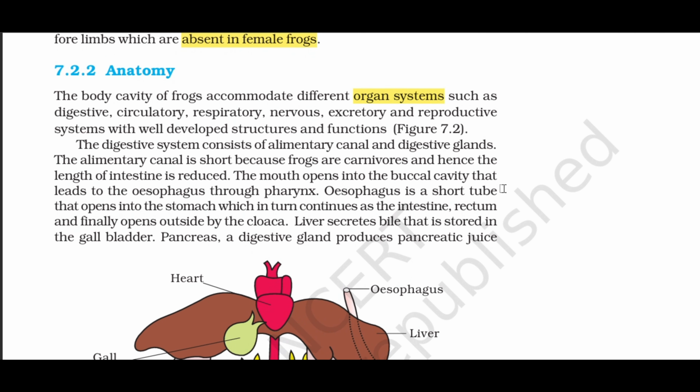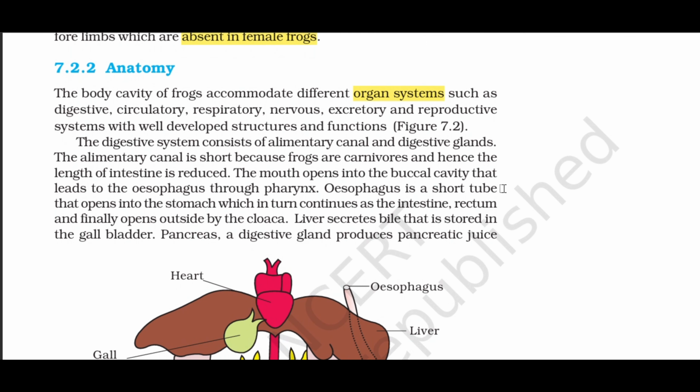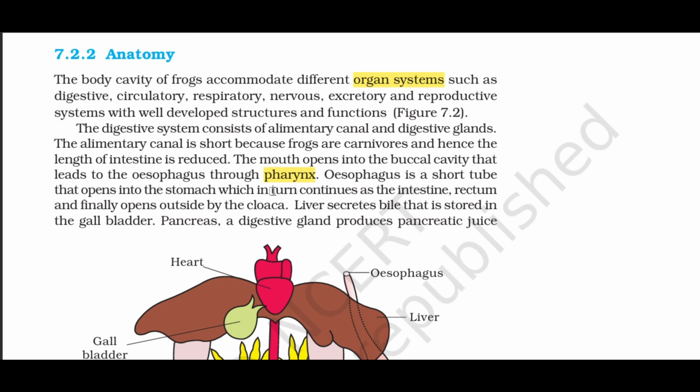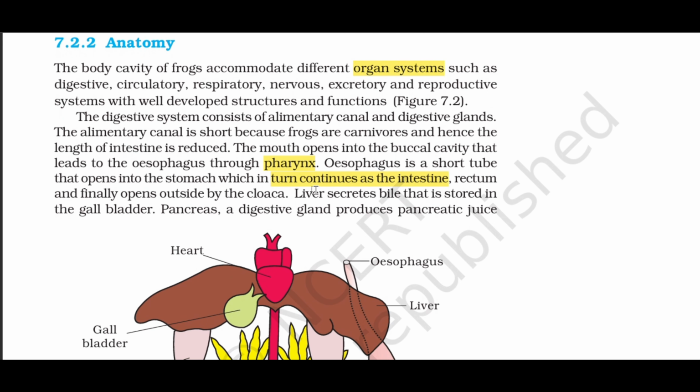The alimentary canal is short because frogs are carnivores, and hence the length of the intestine is reduced. The mouth opens into the buccal cavity that leads to the oesophagus through the pharynx. The oesophagus is a short tube that opens into the stomach, which in turn continues as the intestine, rectum and finally opens outside by the cloaca.